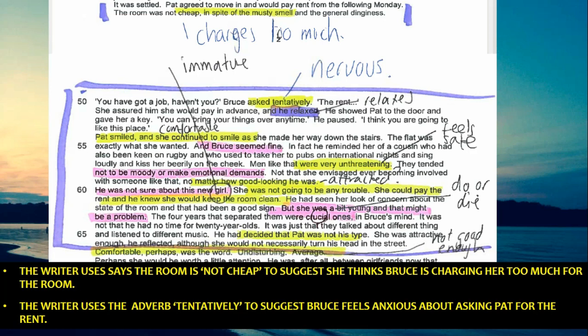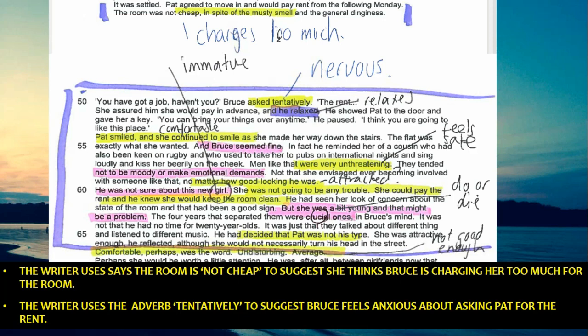Then he said that Bruce reminds her of like a cousin, someone in their family, that these sort of men weren't very threatening. So you could say there that she feels safe. Those men are not moody. And then it says no matter how good looking he was. So this shows that Pat probably is attracted to Bruce.